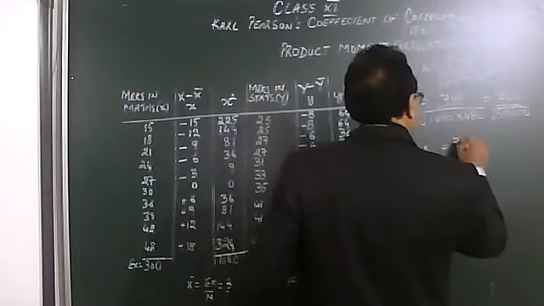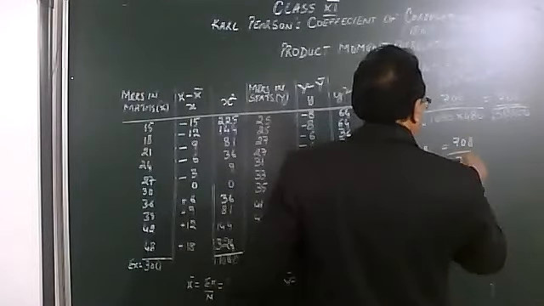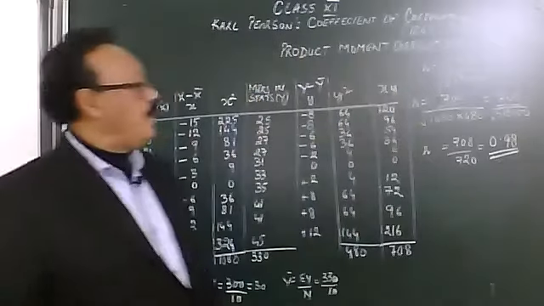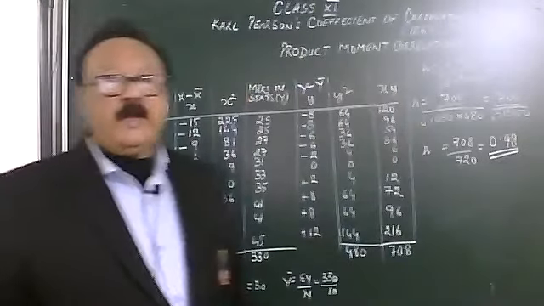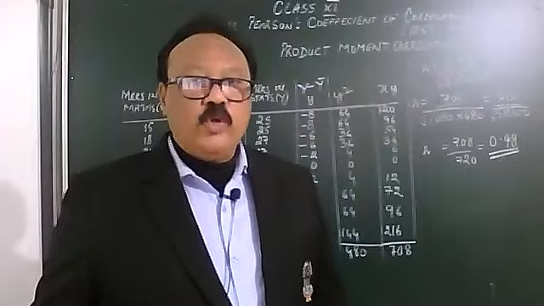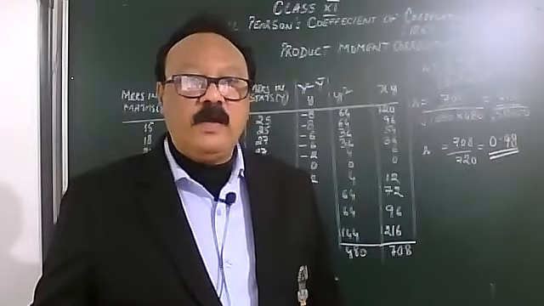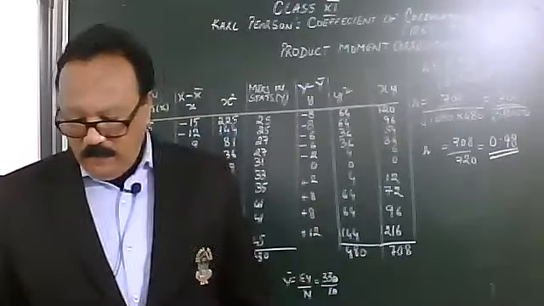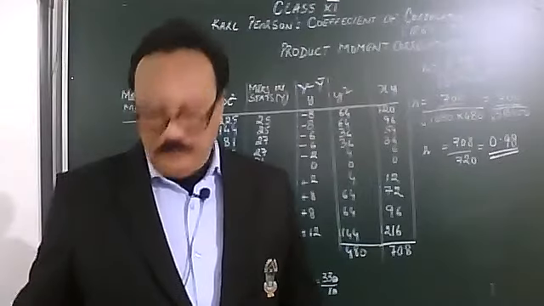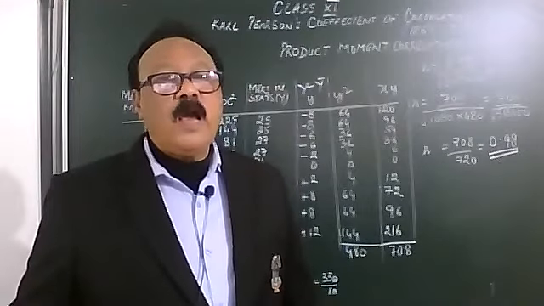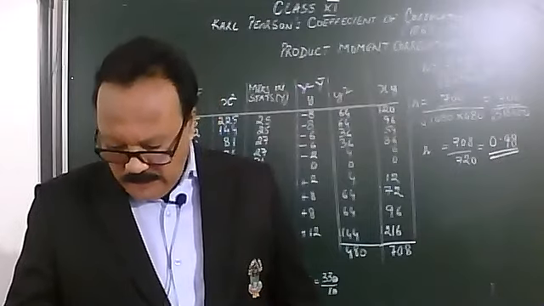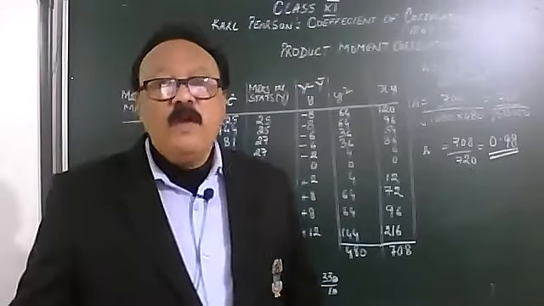r is equal to 708 upon 720. That is equal to 0.9, approximately 0.98. Now yesterday I had given you a table showing you the various degrees of the correlations, and anything above 0.9 would be treated as a very high degree of positive correlation.